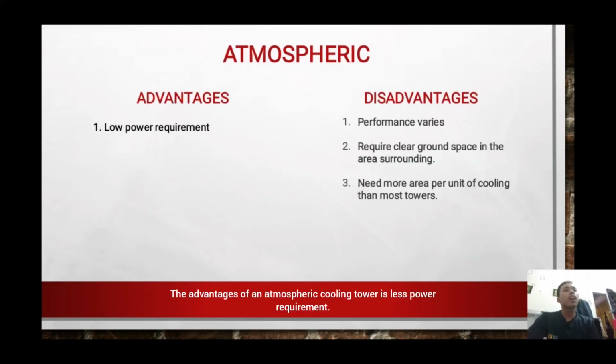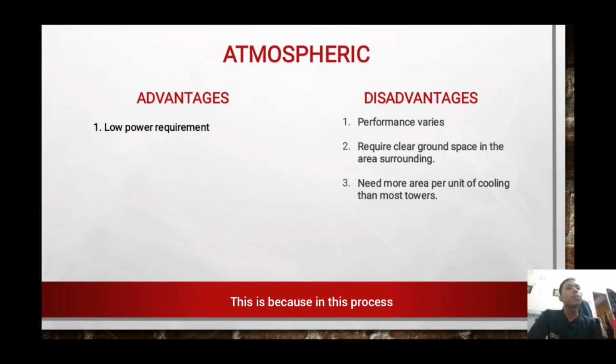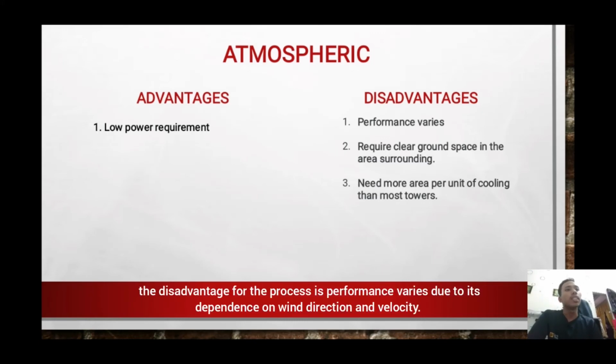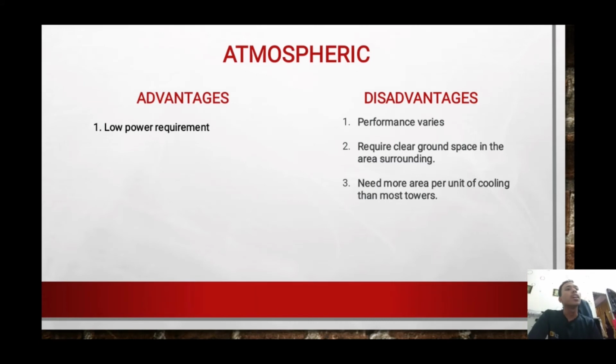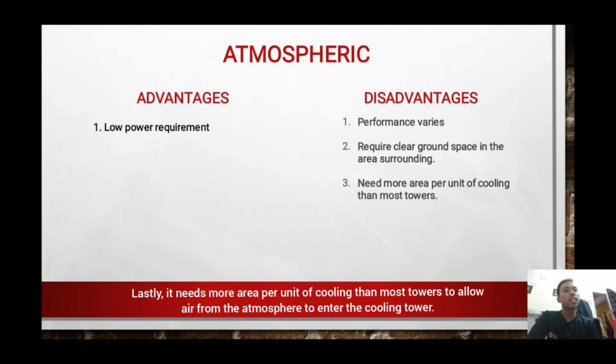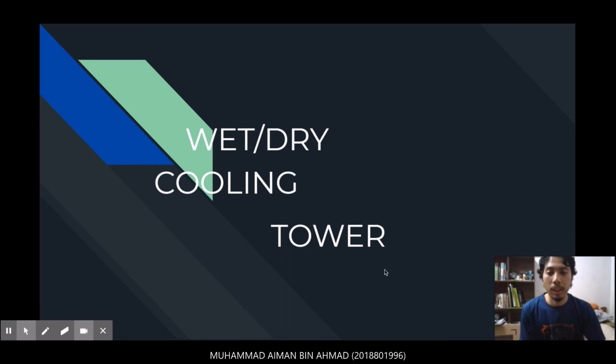The advantage of an atmospheric cooling tower is less power requirement. This is because in this process, it uses only natural air from the atmosphere to cool down the hot temperature. The disadvantage of this process is that performance varies due to its dependence on wind direction and velocity. The second disadvantage of this process is that it requires a considerable amount of clear ground space in the surrounding area as well to get high performance of the cooling process. Lastly, it needs more area per unit of cooling than most towers to allow air from the atmosphere to enter the tower.